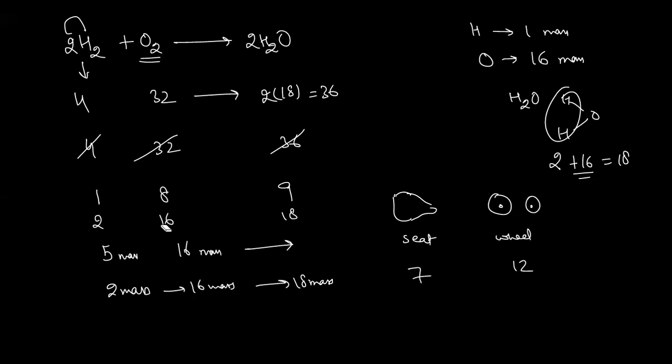So 2 mass will react with 16. 2 will require 16 because the ratio is 1:8. If you are doubling this one, then it will be doubled. So for the 2, the whole 16 will get consumed here. And of the remaining 5 mass, 2 is consumed with the 16 oxygen, and only the 3 mass of hydrogen will remain unreacted.